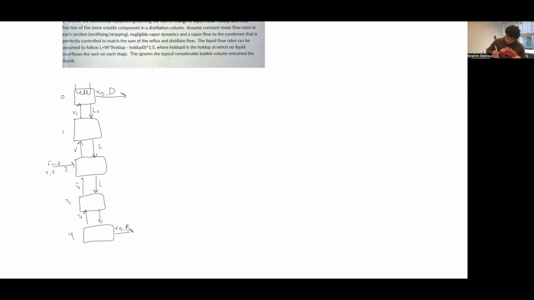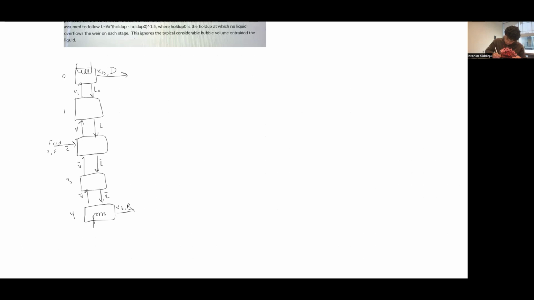We also have a reboiler here, I forgot to mention. Let's go ahead and label all of these. So we have our reboiler and condenser. Essentially, this is a distillation column. We have our rectifying section above this feed, and we have our stripping section below this feed.